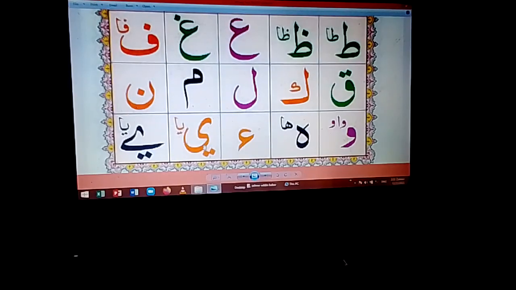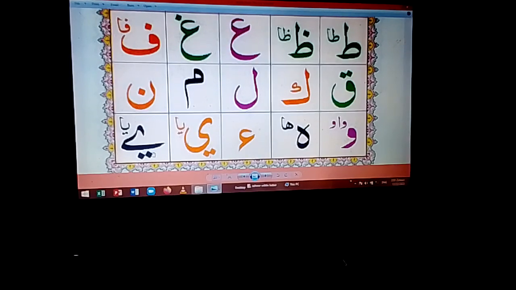And the next one is ja. Two dots down. This is again ja. Two dots down. If two dots are on top, that would be ta, and if two dots are down, that is ja. On the next page we will learn this difference, inshallah.